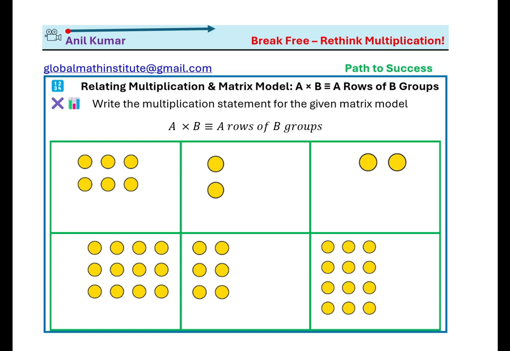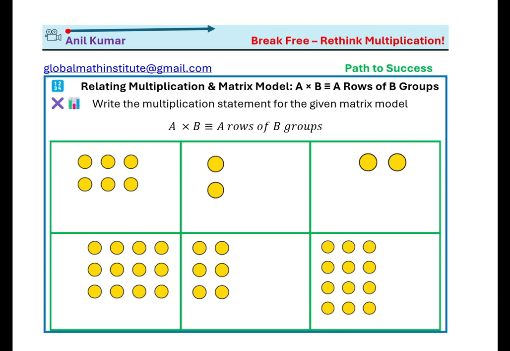Let us consolidate our learnings with three examples here in which we are going to relate multiplication and matrix model. As you know, A times B is being treated not as just a repeated addition along a straight line, but we are treating this as a two-dimensional arrangement which is called matrix. A times B really means A rows of B groups.